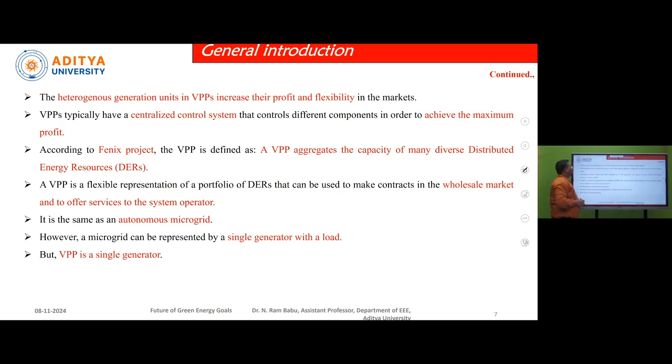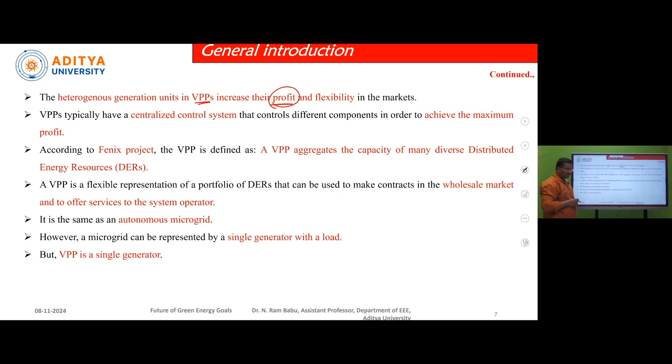As I've told earlier, heterogeneous generation VPPs increase the profits and flexibility. How are we going to increase the profits? In VPPs many small energy sources are installed, and with these small sources we are selling our energy to the grid in such a way that we will be getting profits. Apart from profits, flexibility also.